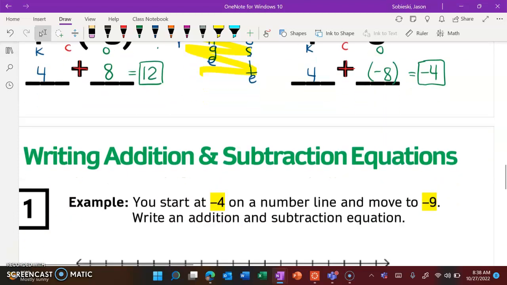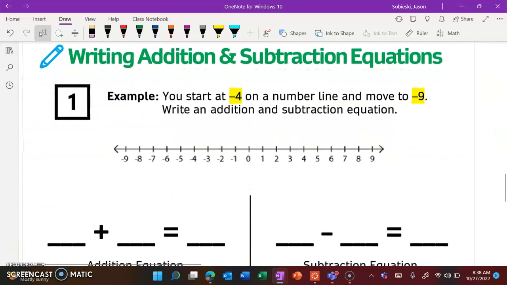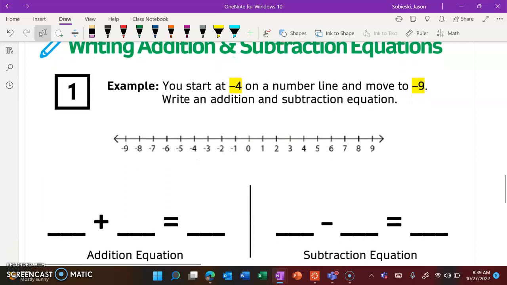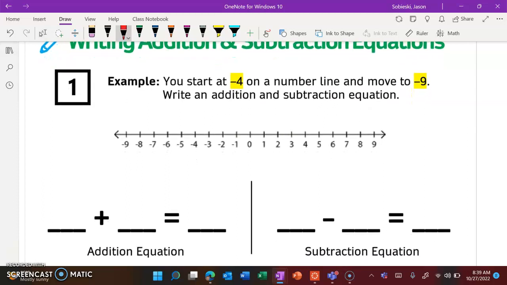All right, so we are going to do just a couple more here together. For example, you start at -4 on a number line, and you move to -9. Let's write an addition and subtraction equation to represent that. So let's start. Again, no matter what, you always begin at 0. They tell us our first location is to go to a -4. And then we move from there to a -9.